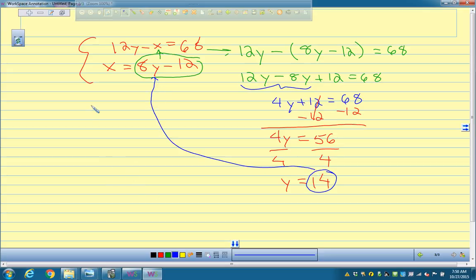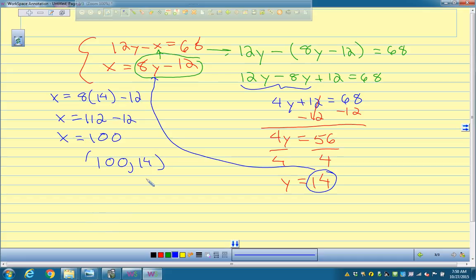So you're going to plug into that equation. When I plug in there, I get x equals 8 times 14 minus 12, which gives you x equals, I don't know what 8 times 14 is, I think it's 112. Is it? Yeah. 112 minus 12, and you get x equals 100. So these 2 lines cross at 100, comma 14. Yes?